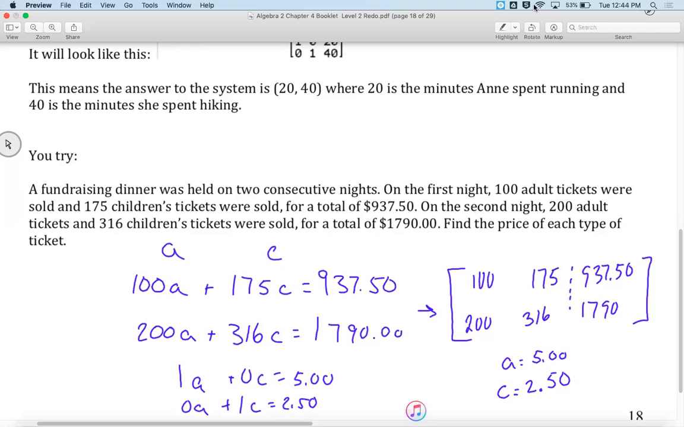So being able to interchange it from one form to the other. Good question.